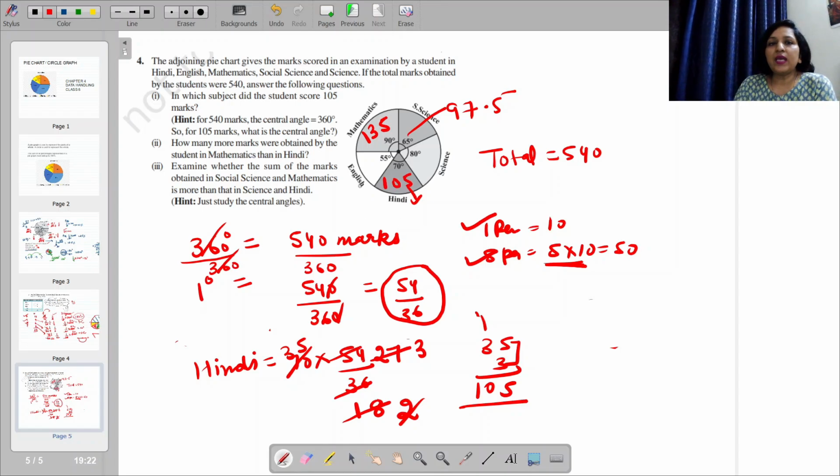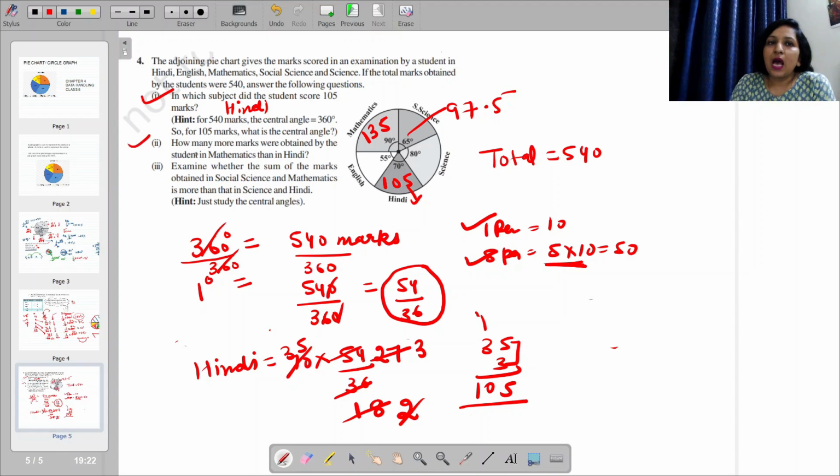This is how you can calculate the marks in English, 55 into this number. For science, 80 into this number. ठीक है? Now the question was asking in which subject did the student score 105 marks? Have we got it in Hindi? So answer here for the first one is Hindi. In Hindi, the child has scored 105 marks.